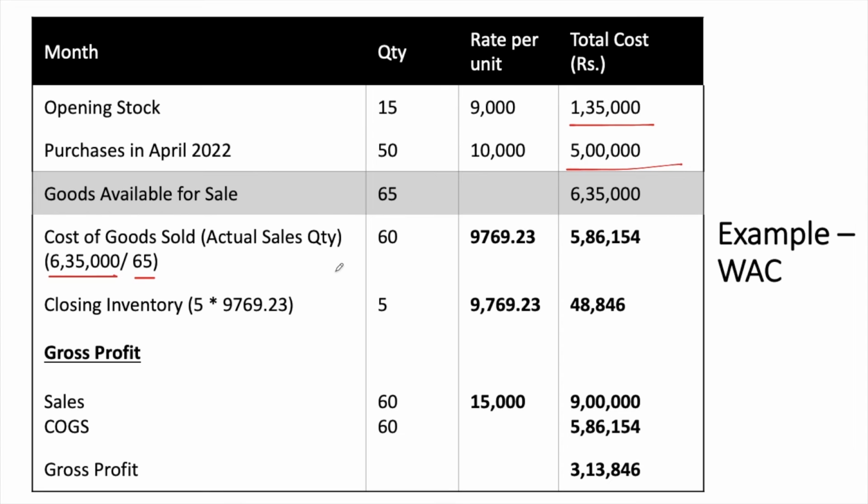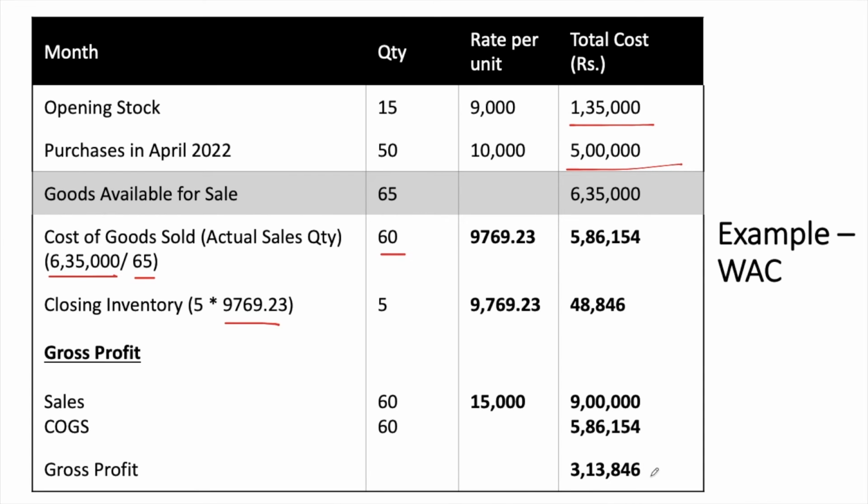9,769.23. Multiply it by the units that are sold. That will give you cost of goods sold of 5,86,154. Closing inventory will also be valued at the weighted average cost, which is 9,769.23. 5 units calculated at 9,769.23 gives you 48,846 rounded off. Now the gross profit will be sales of 9 lakh minus the cost of goods sold of 5 lakh 86,000. So a gross profit of 3 lakh 13,846.